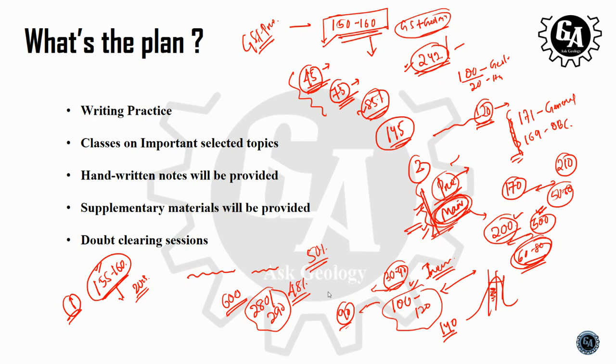So what is our plan? This is the cutoff mark around 150 to 160, but at its odds it may come down to 145. So our plan is that for mains we are basically focused on mains, and after mains we will make another group for the interview section. That is a different thing.